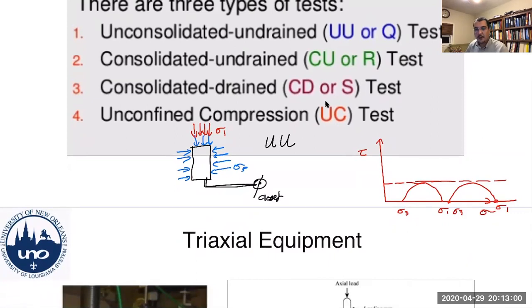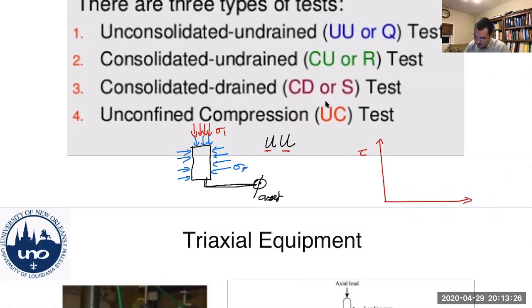So basically what I'm trying to show you is these would be equal, and this is the undrained shear strength, or SU, because in an unconsolidated, undrained test, you don't allow consolidation, so the sample does not gain strength.